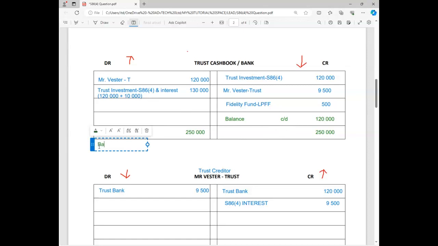And then here we say balance brought down. This is how we balance, guys. If you don't know how to balance, you must tell me so that I can have a video showing you how to balance. And then the balance here at the bottom is going to be 120.